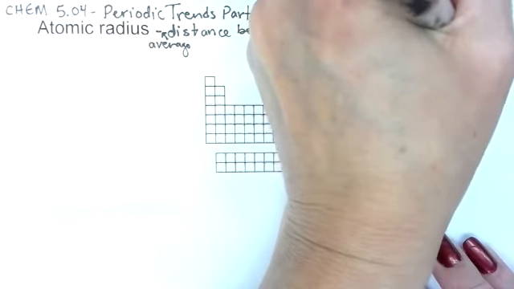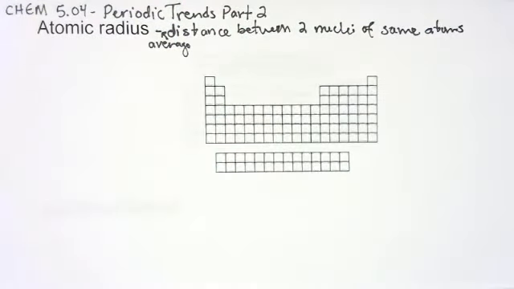So with diatomic bromine, I take the distance between the two nuclei of bromine and I divide it by 2. Why don't we just say from the nucleus to the outermost valence electron? Remember, electrons are sketchy and they don't always like to be where they're supposed to be. So it's more accurate to take the average of the distance between two nuclei.